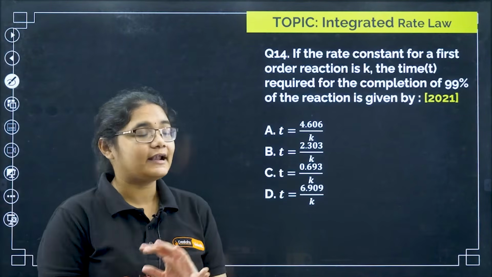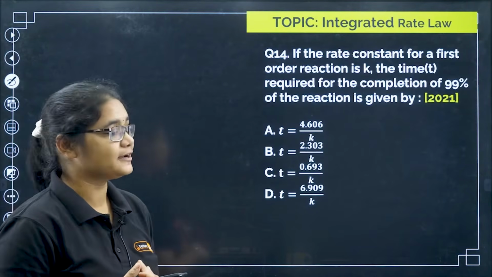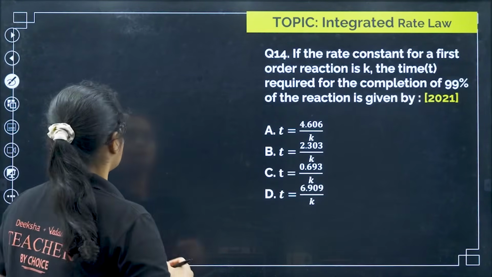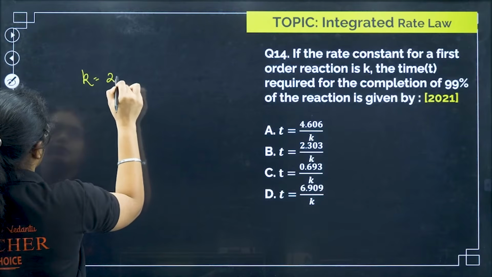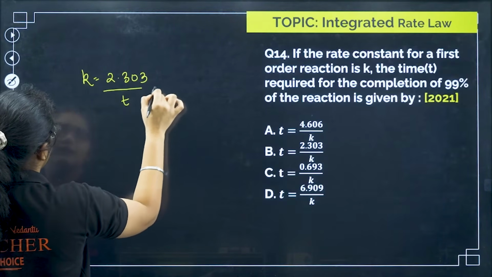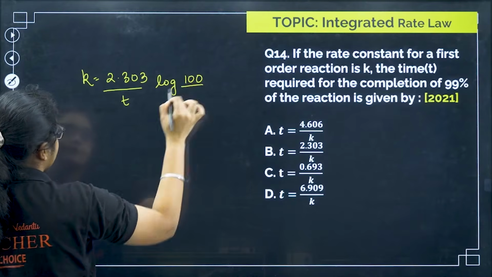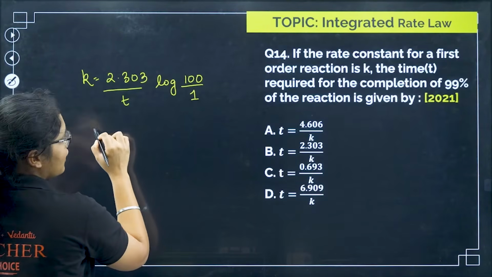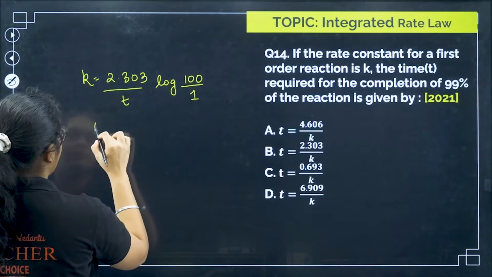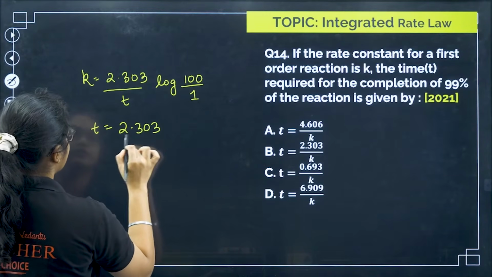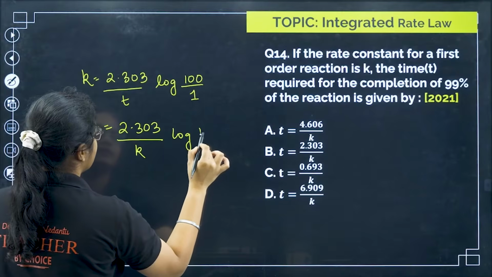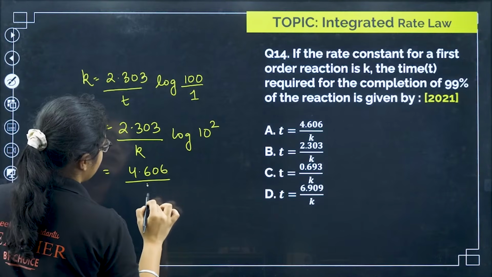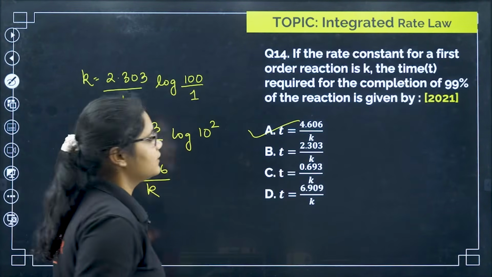Next, we'll go to integrated rate law equations. The rate constant for a first order reaction is K, the time T required for the completion of 99% of the reaction is given by. So we have here K equal to 2.303 by T log of 100. Now see, 99% is completed, so 1% is remaining, so that is 1. Okay, so now the question asks for the time required. So it is 2.303 by K log of 10 to the power of 2, or 2 log 10. So it is 4.606 by K. Okay, so that is option number A here.